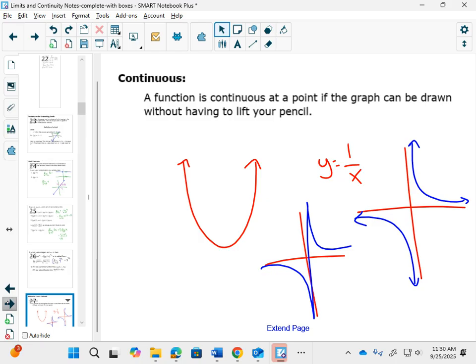Continuous, it would do it officially. We'll look at it more officially later on. But right now, we're just getting the general concept. If you can draw it without lifting your pencil, your graph is continuous.